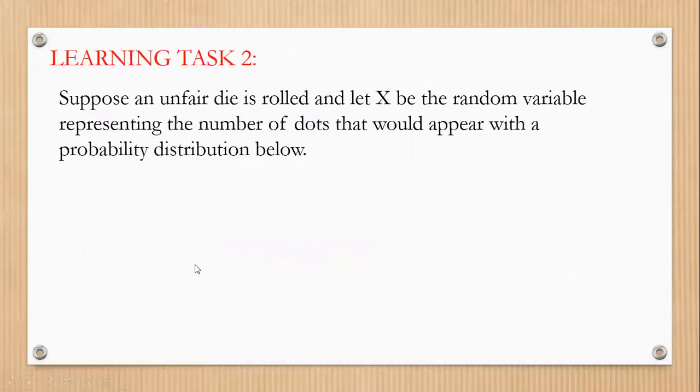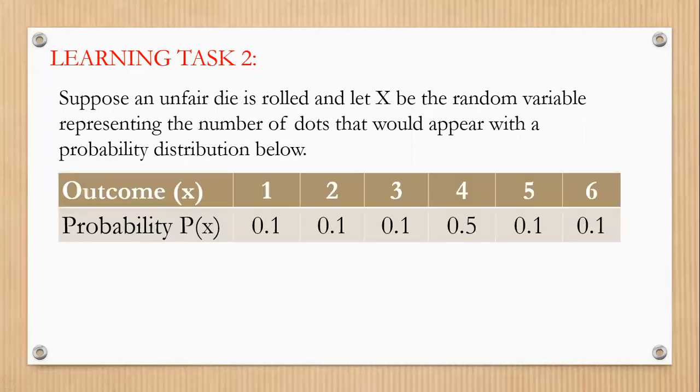Okay. So proceeding with the next slide, here is your learning task number 2. Learning task number 2 is not recorded. So you can do this as an exercise for you to easily undertake modules 8 and 9. Suppose an unfair die is rolled and let X be the random variable representing the number of dots that would appear with the probability distribution below.